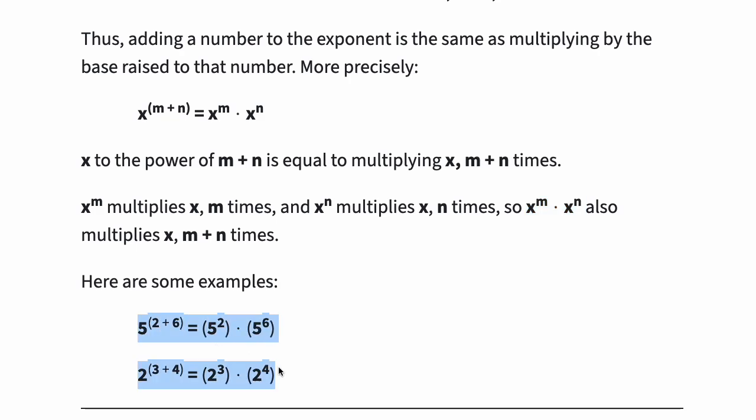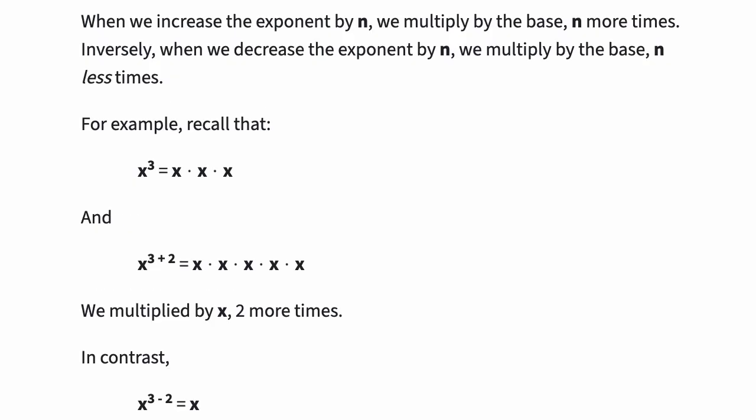Here are some examples. 5 to the 2 plus 6 is equal to 5 squared times 5 to the 6th. 2 to the 3 plus 4th power is equal to 2 to the 3rd times 2 to the 4th. When we increase the exponent by n, we multiply by the base n more times. Inversely, when we decrease the exponent by n, we multiply by the base n fewer times.